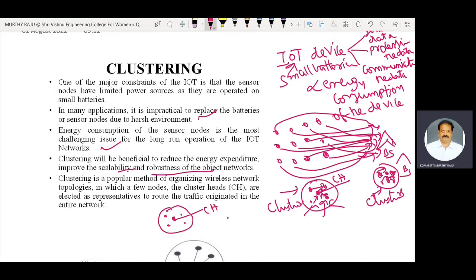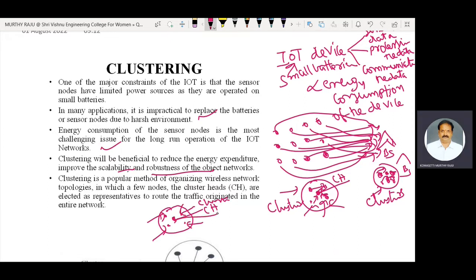The cluster head's responsibility is to receive the information from the cluster nodes. In this way, we reduce the energy consumption of each and every IoT device. Clustering is a proper method of organizing wireless network topologies in which a few nodes are elected as representatives.